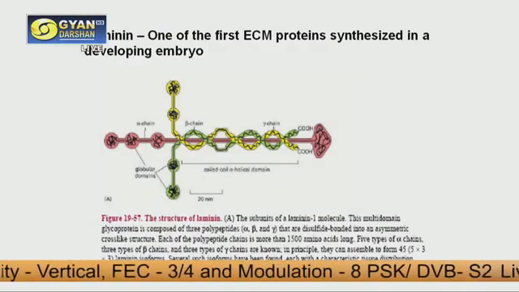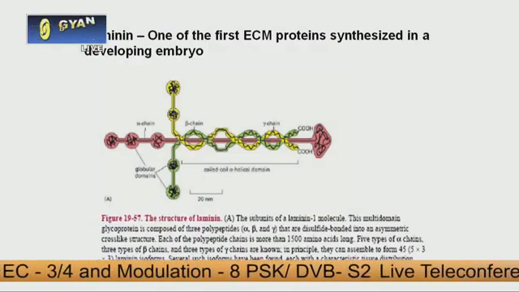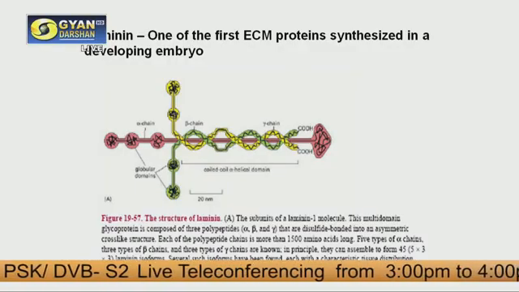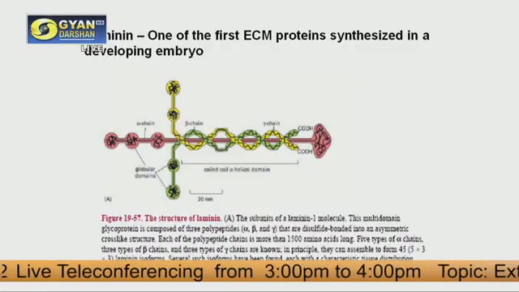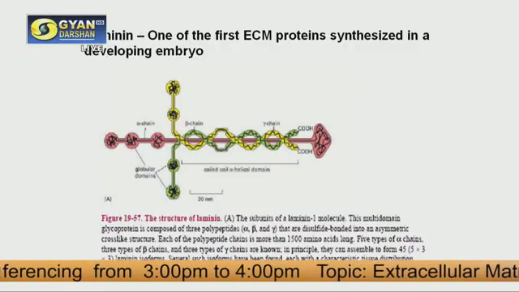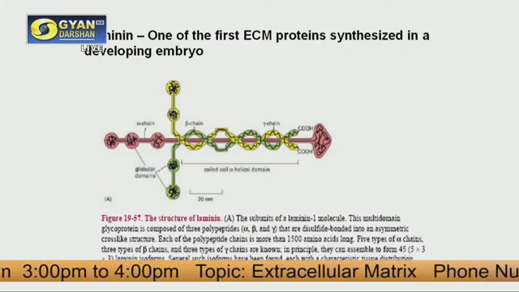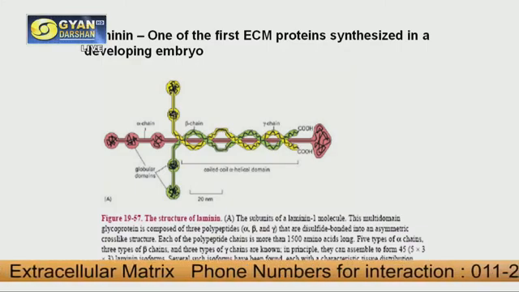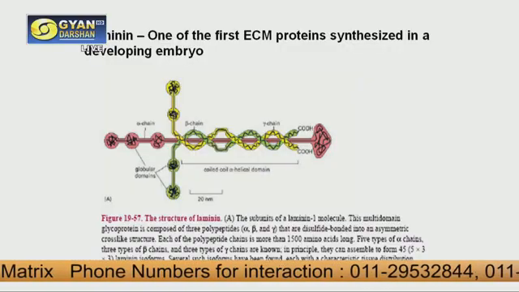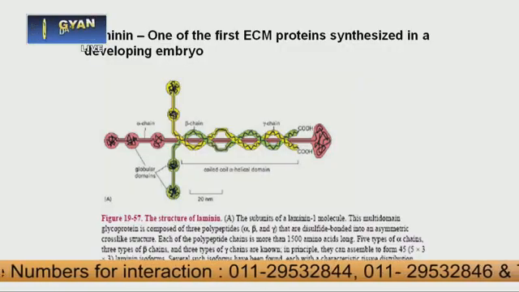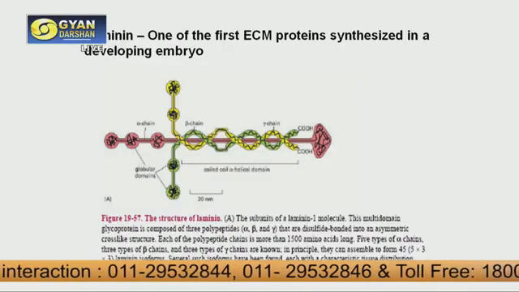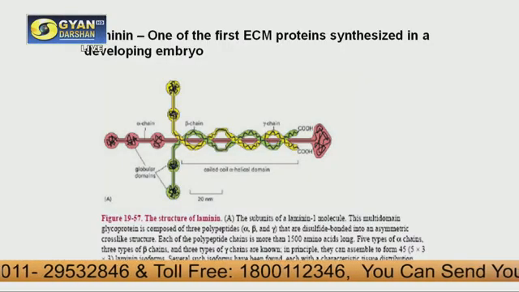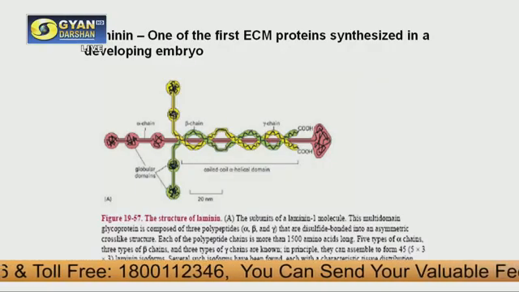So this is the structure of a laminin. It is one of the first ECM proteins which is synthesized in a developing embryo. Now what is the structure of this laminin? The subunits of a laminin 1 molecule. It's a multi-domain glycoprotein composed of 3 polypeptides, alpha, beta and gamma, that are disulfide bonded, and they form an asymmetric cross-like structure. It is a cruciform structure.